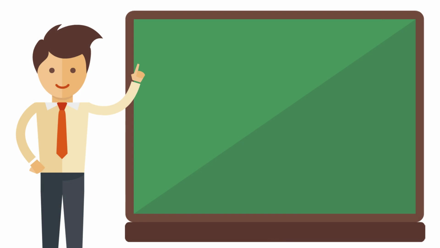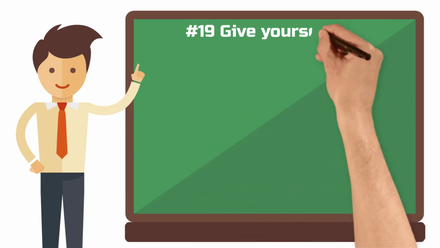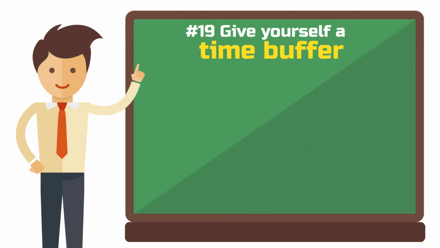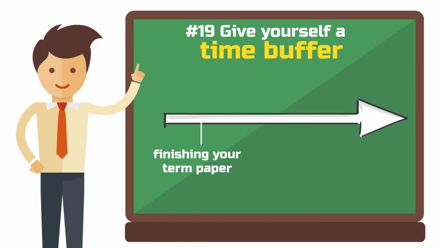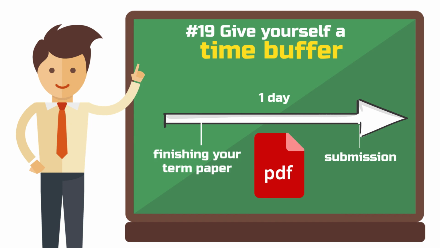Tip 19. Give yourself a time buffer. Your Gantt chart, that is your project management plan, must provide for a buffer of at least 2 days before submission, especially if you have to physically drop off your term paper at the university mailbox. If the submission of your paper is only required as PDF, you can keep the buffer a little shorter.